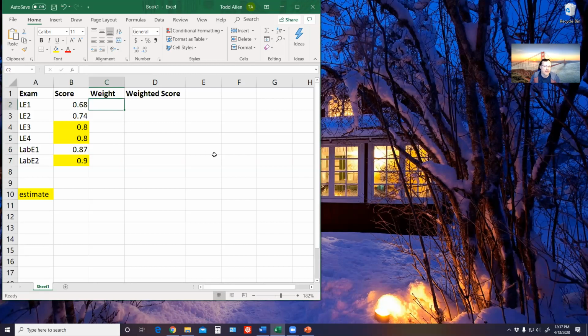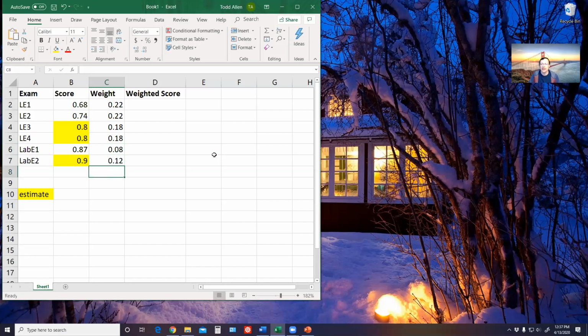Okay, now we have to include the weights of each exam, which are stated on the first page of your syllabus. Lecture exam 1 is 22%. Lecture exam 2 is 22%. Lecture exam 3 is 18%. Exam 4 is 18%. Lab exam 1 is 8%, so that's 0.08. And lab exam 2 is 12%.